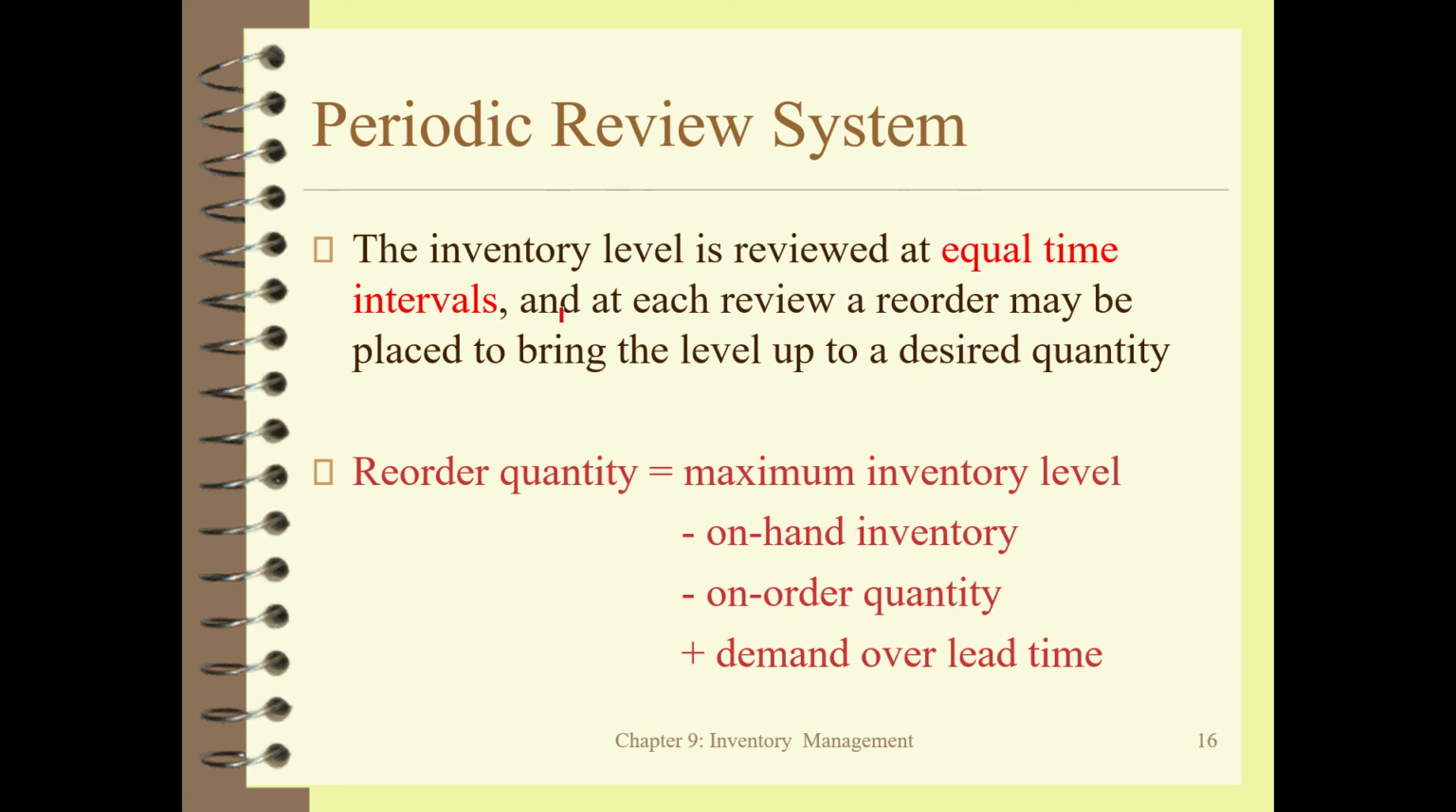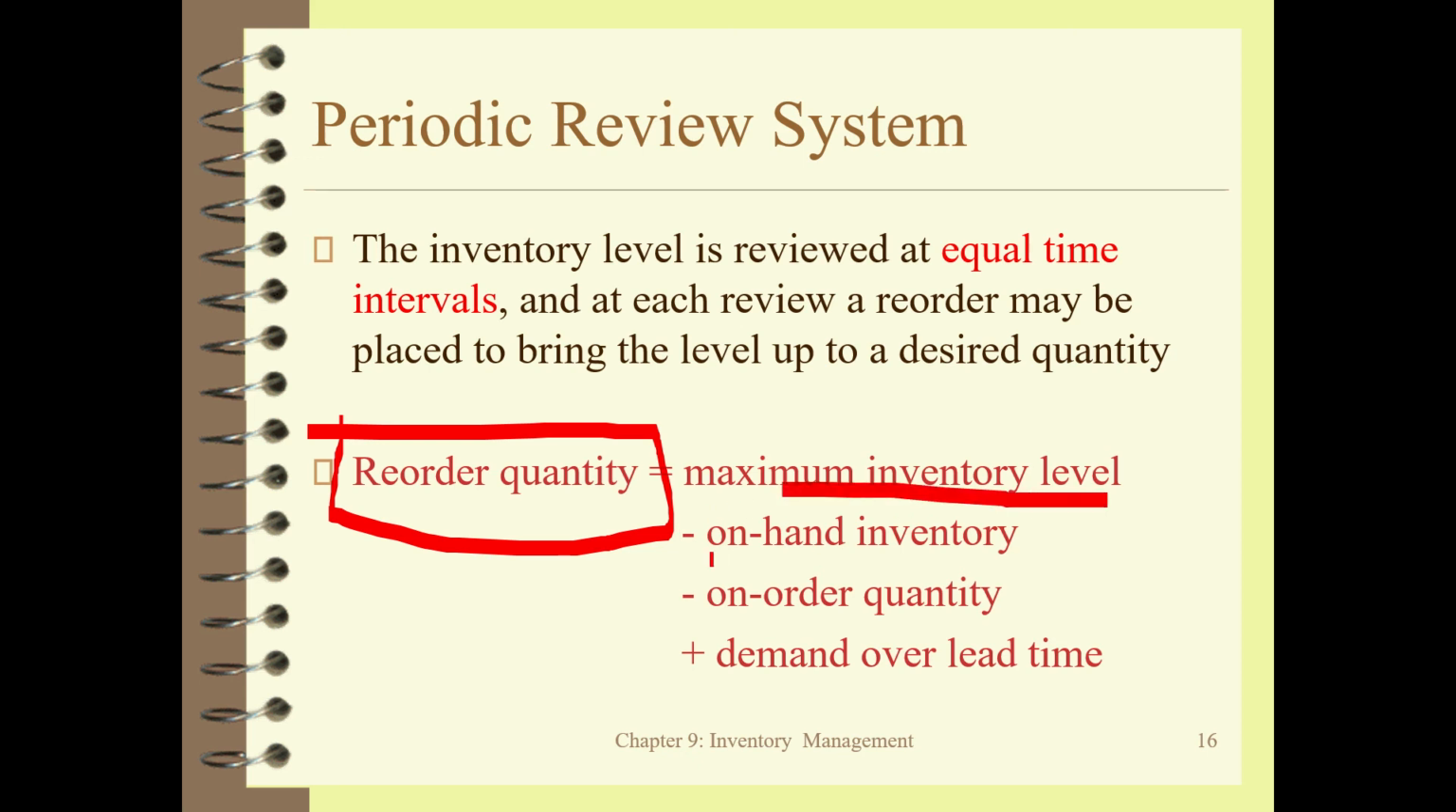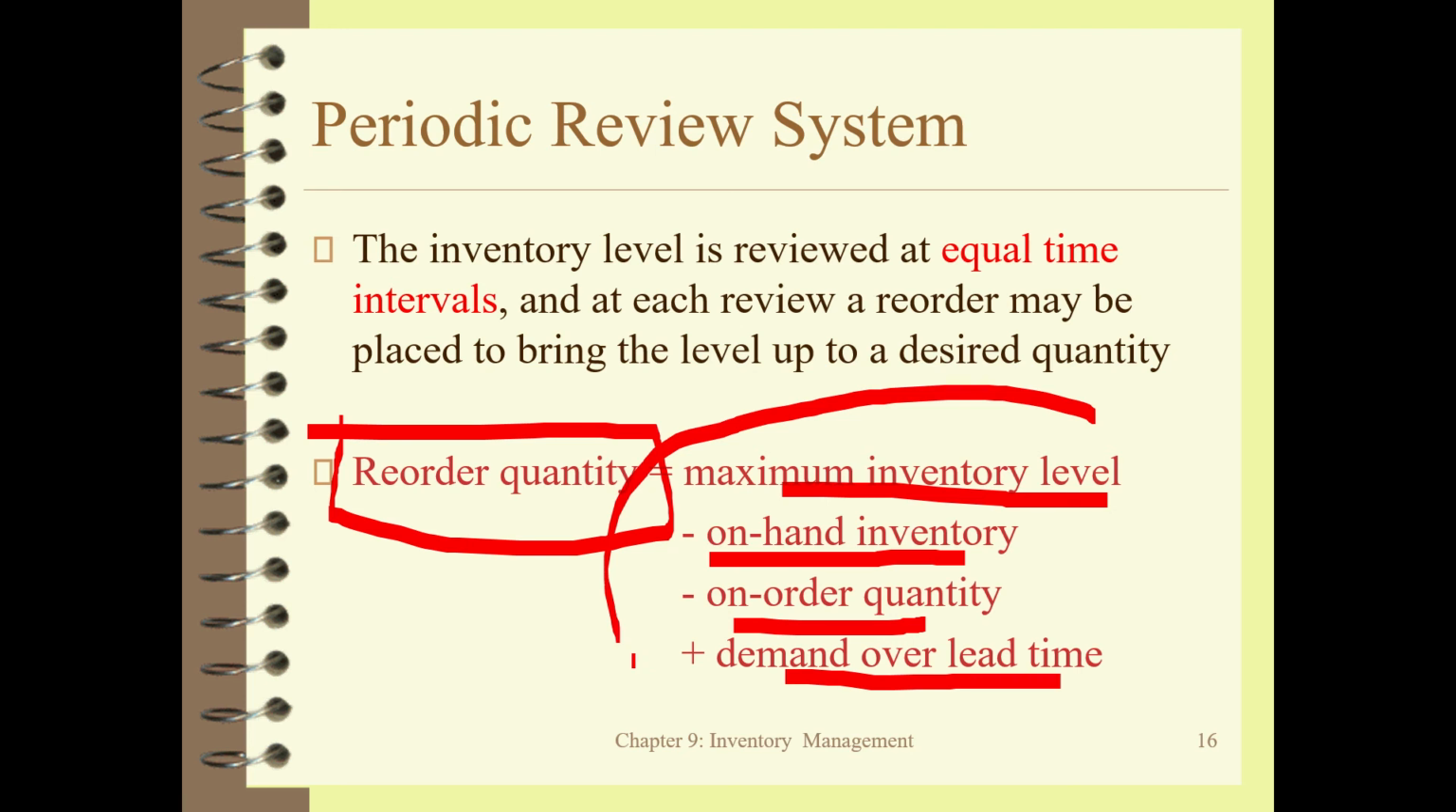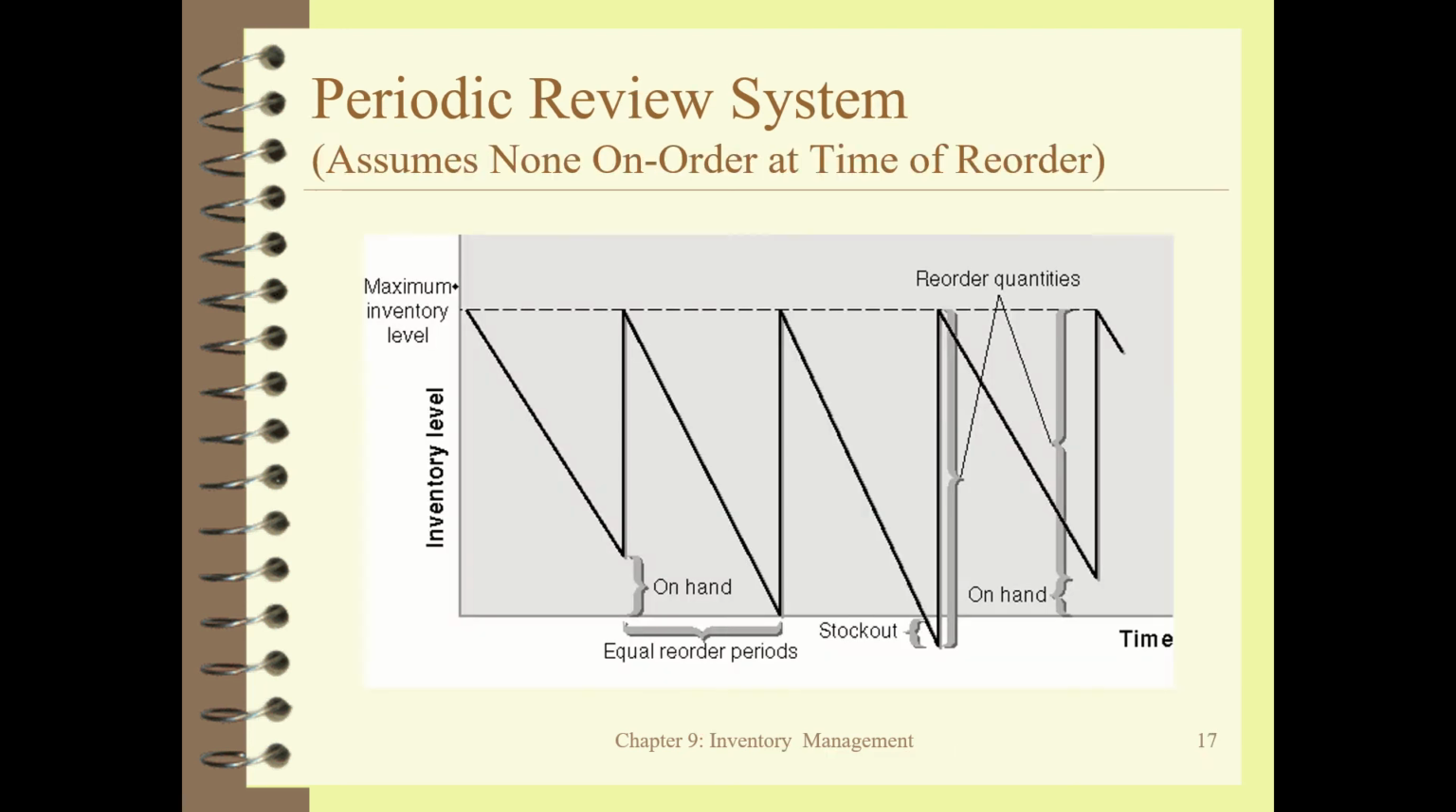So for the periodic review system, the reorder quantity is going to be the maximum inventory level that you require minus on-hand inventory. On-hand inventory is the inventory that you already have in your store. On order quantity means that sometimes you place an order and that order has not yet come to your store, that is on order, and the demand during the purchasing lead time, right? Okay, this is the formula that you have to use in the periodic review system.